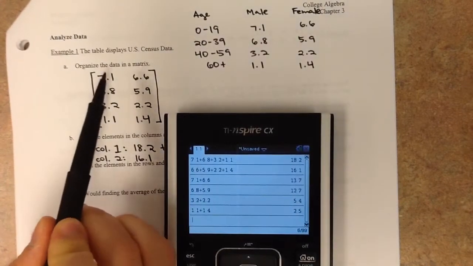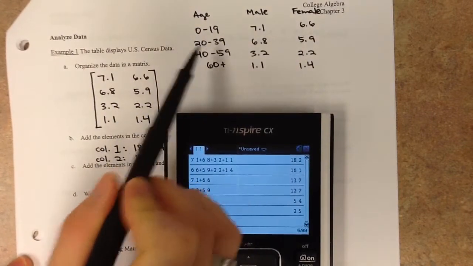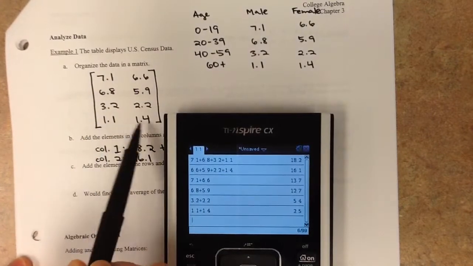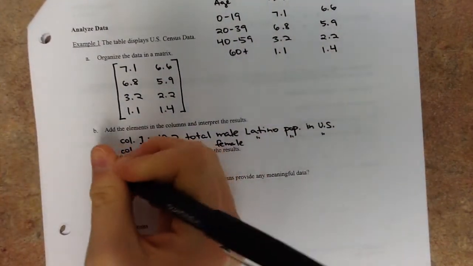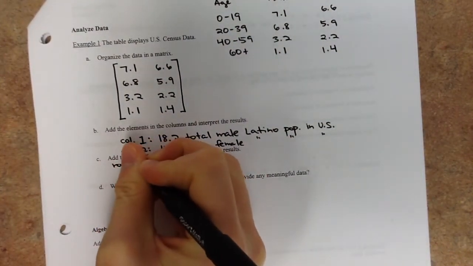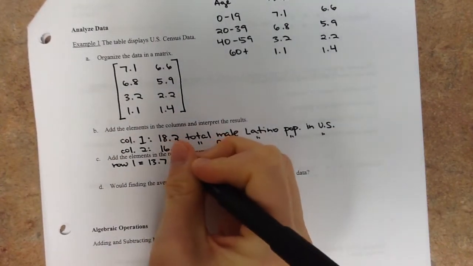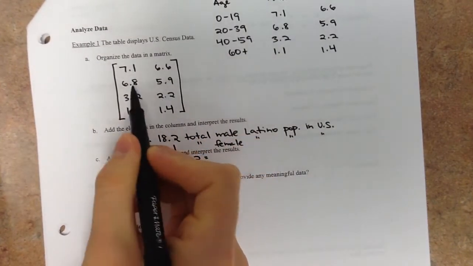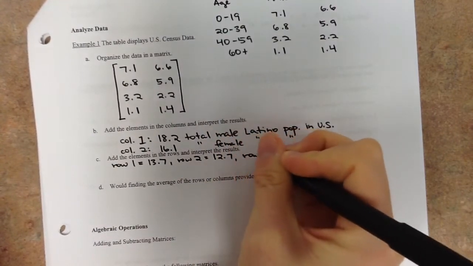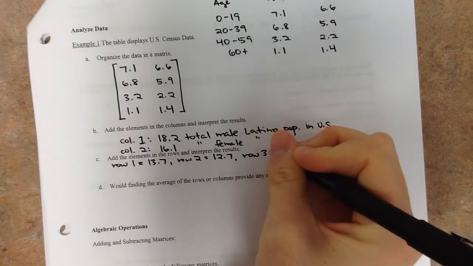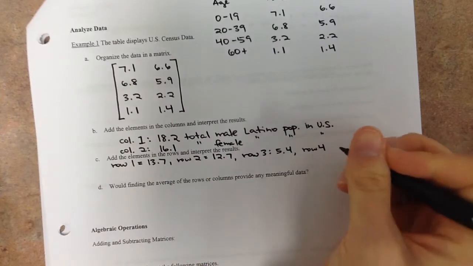So what we just did is we added the men and women together in each age group. So this first row was the total number between 0 and 19. And then, for example, the last row was the total number from 60 on up. So if we write down these values, row 1 ended up being 13.7 when I add these two values together. Row 2 ended up being 12.7. Row 3, add these two together, I get 5.4. And finally, row 4, add these two together, and I get 2.5.